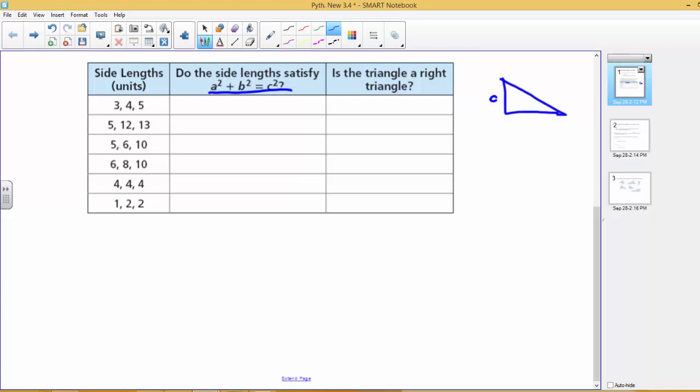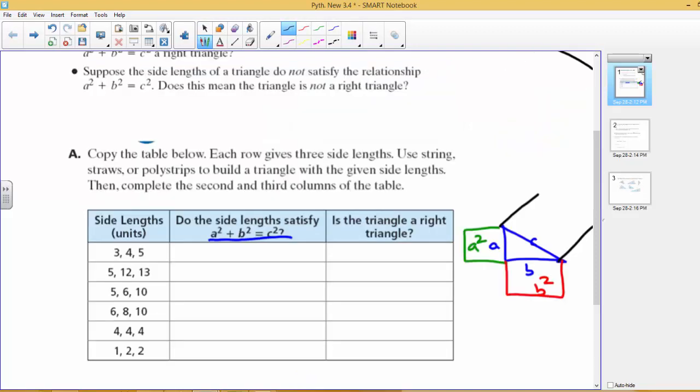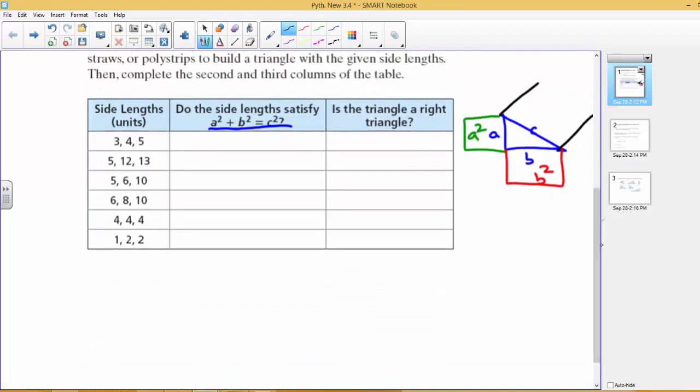this length is A, and this length is B, and this length is C, then A squared plus B squared will equal C squared. And this is actually the formula, A squared plus B squared equals C squared, that's going to show if something is a right angle or not. The Pythagorean theorem only works for right triangles.